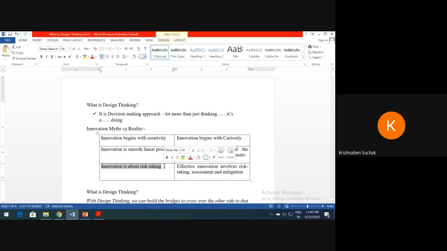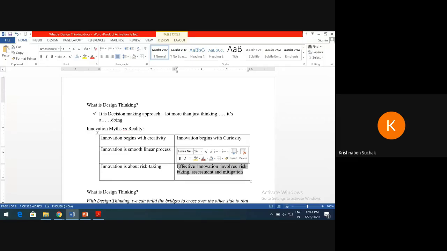Okay. So the myth is that innovation is about risk taking, that you can take the risk, that is innovation. But the fact is effective innovation involves risk taking, assessment and mitigation. What is risk taking? If you find the problem somewhere, then you will take a risk, that chalo let us do this. ज़्यादा से ज़्यादा क्या ही हो जाएगा, our project would fail. Okay, so that is risk taking.